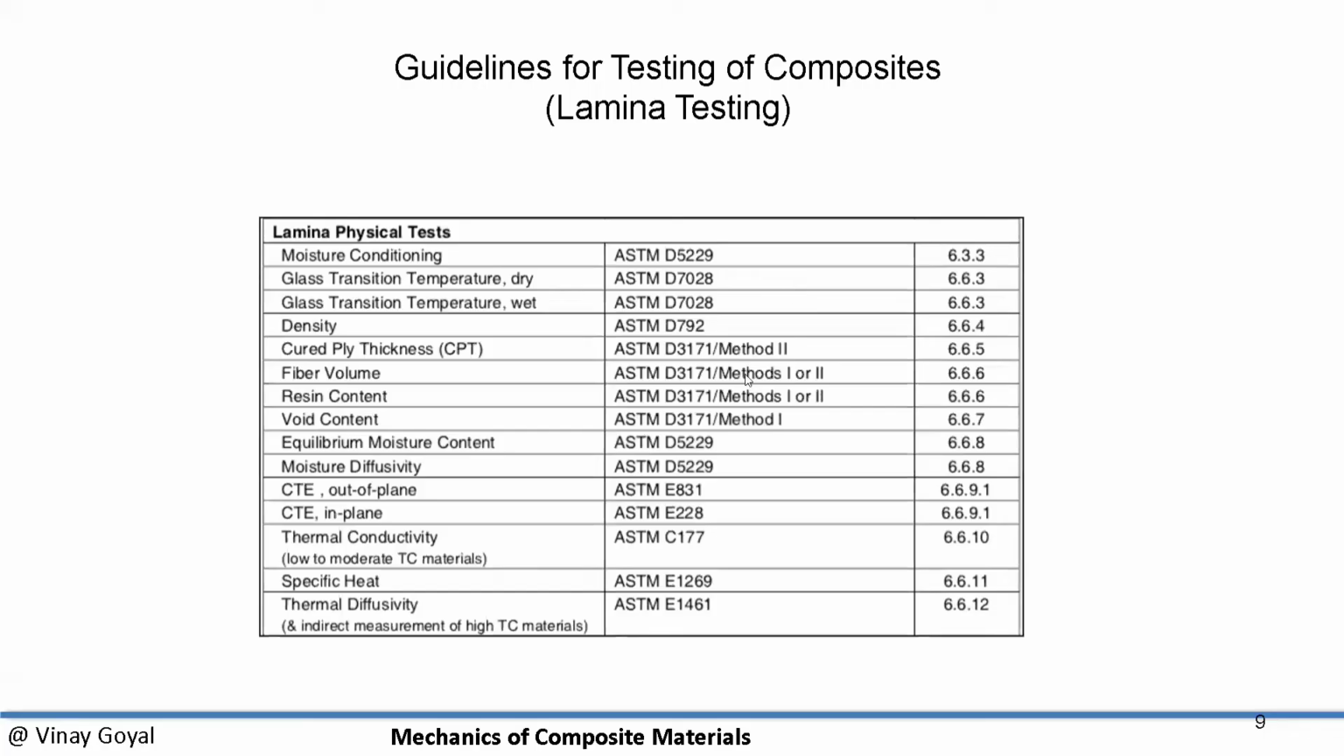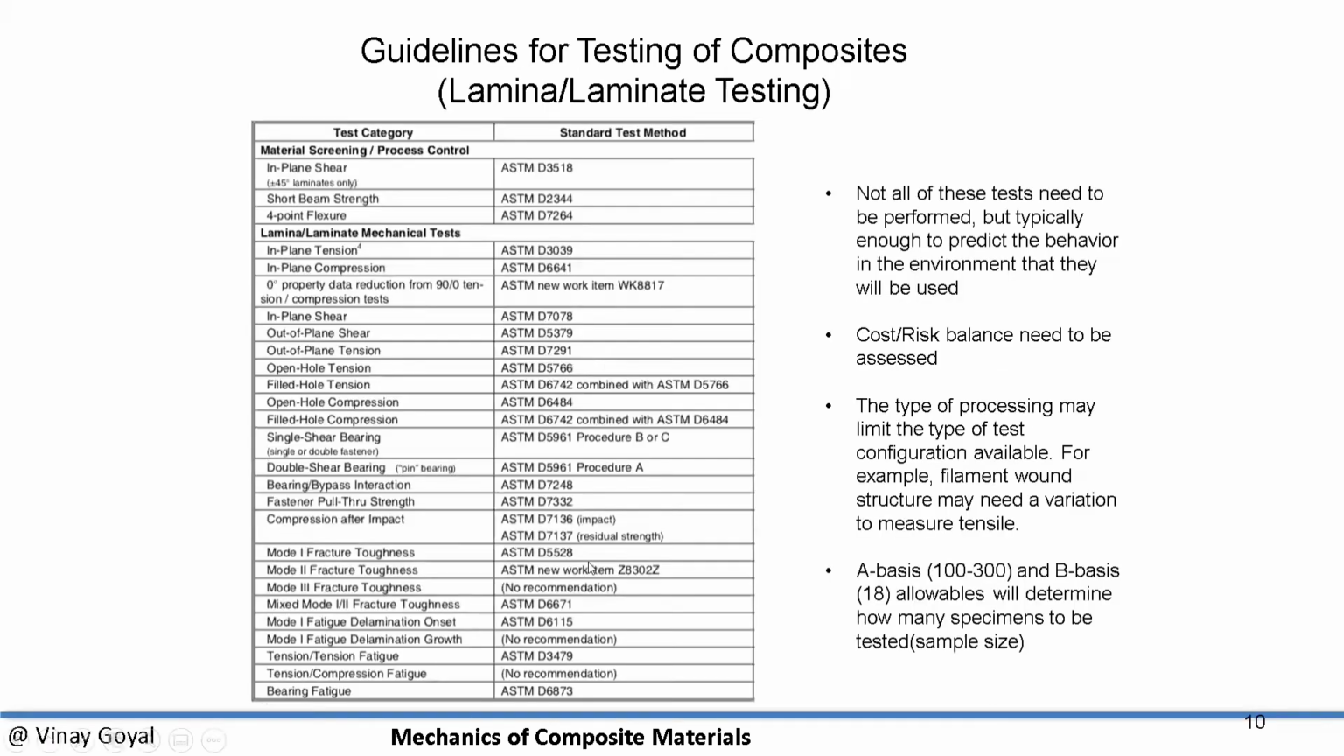And so we then have to test the micromechanical properties, and the micromechanical properties is a whole set of tests. Not all these tests need to be performed, but typically enough to predict the behavior in the environment that they will be used. You have to assess the cost-risk balance. The type of processing may limit the type of test configuration available. For example, a filament wound structure may need a variation to measure tensile test. A basis to B basis allowable will determine how many sample sizes you need. So that's of extreme importance.